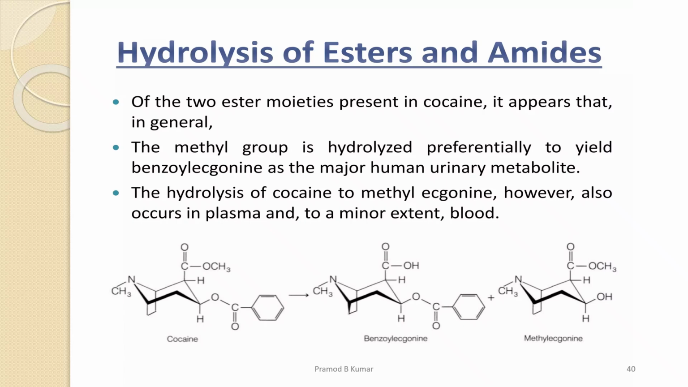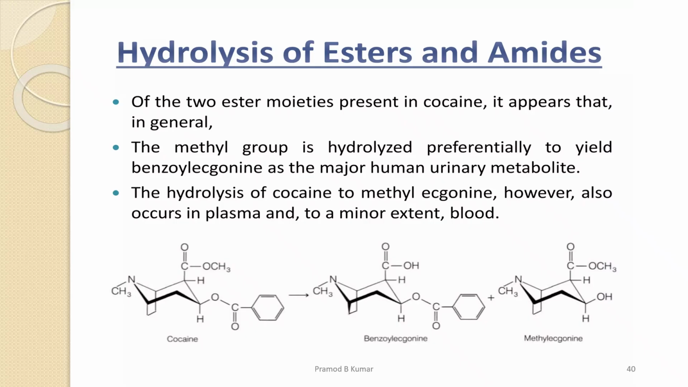So cocaine has many things. Cocaine has an N-methyl group. There is one ester moiety, that is acetate, and a benzoyl ester. The methyl ester is hydrolyzed first, and then the benzoyl ester. The first thing that happens is hydrolysis of the methyl ester, and you get benzoylecgonine. When hydrolysis of the benzoyl group occurs, you get methylecgonine. So these are the two products formed.